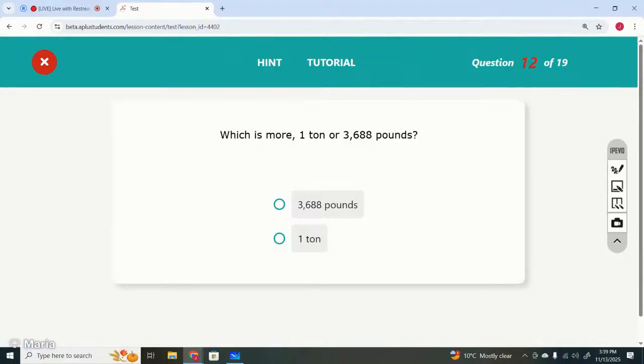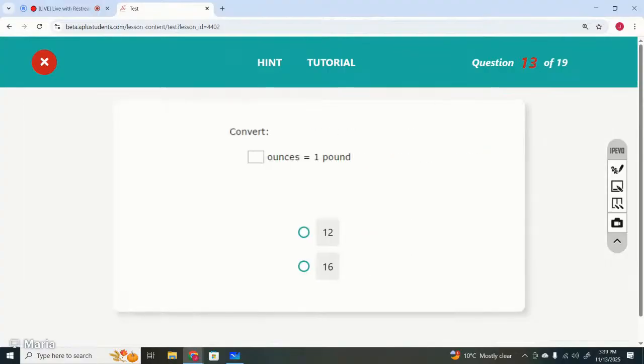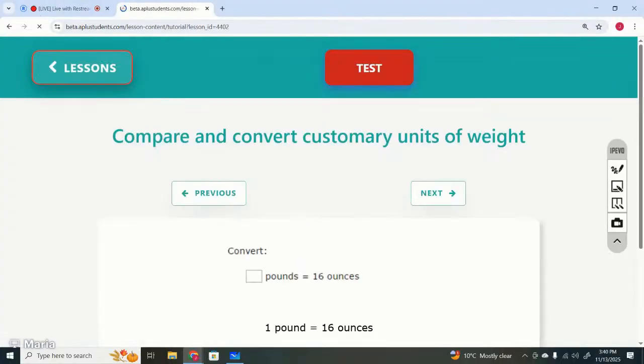Which is more, 1 ton or 3,688 pounds? 3,688 pounds is more than 1 ton because 1 ton equals 2,000 pounds. Okay, you can complete the lesson by yourself later today.